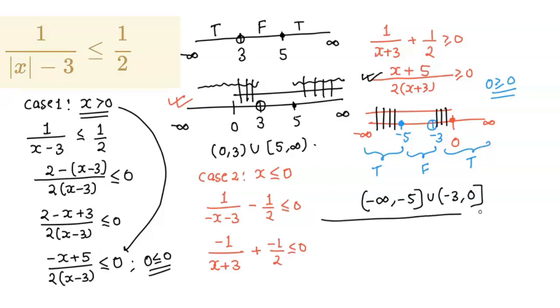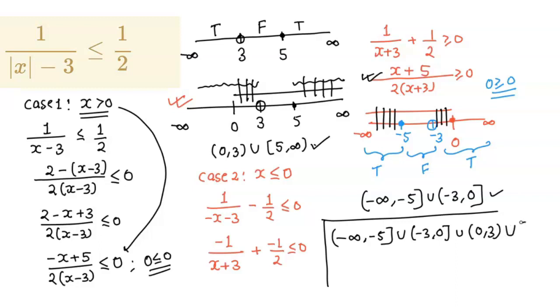So our final answer is this one and this one with the union sign. First of all, you write minus infinity to minus 5, union minus 3 to 0, union 0 to 3, union, and next is 5 to infinity, and 5 is closed and infinity is open. So this is our final answer for this equation. Thank you, students.